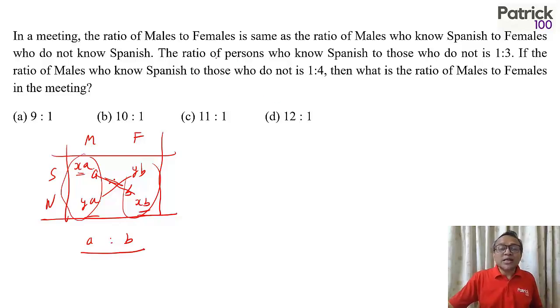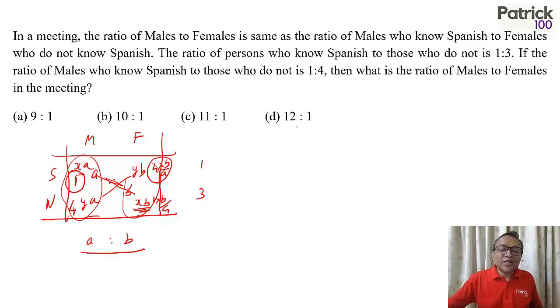Now they also mentioned that the ratio of persons who know Spanish to those who do not is 1:3. And the ratio of males who know Spanish to those who do not is 1:4. So let's say this is 1 and 4. If this is 1, and the ratio is A is to B, then the females out here will be B upon A times 1, 1 into B upon A. And here it will be 4 into B by A.